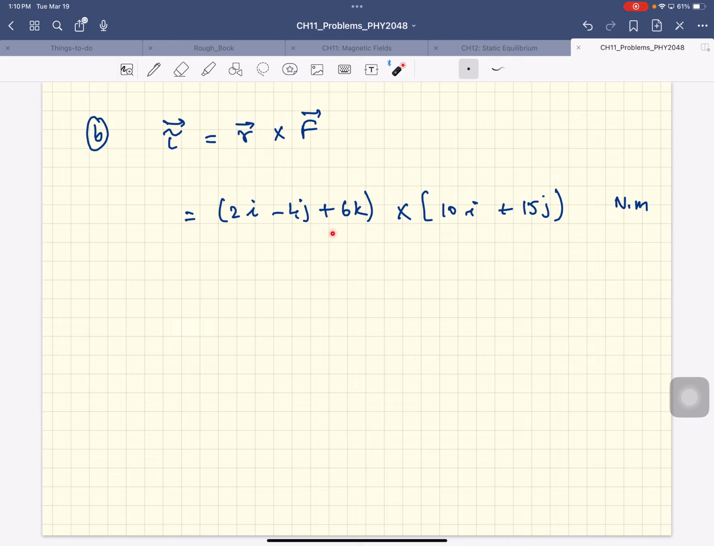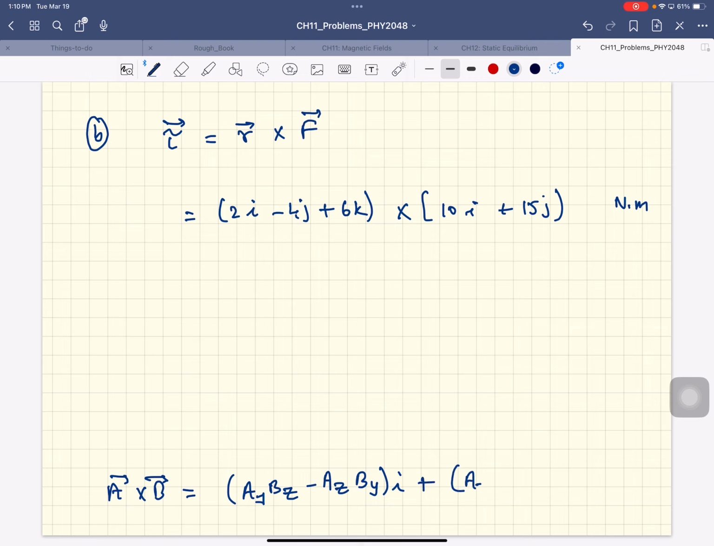All right. So we could do the same thing, i cross j and so on. But now I'll use this formula just to remind you of the formula. A cross B equals (AY BZ minus AZ BY) i plus (AZ BX minus AX BZ) j plus k (AX BY minus AY BX). You guys remember this formula? Okay. All right, now we're going to use this.